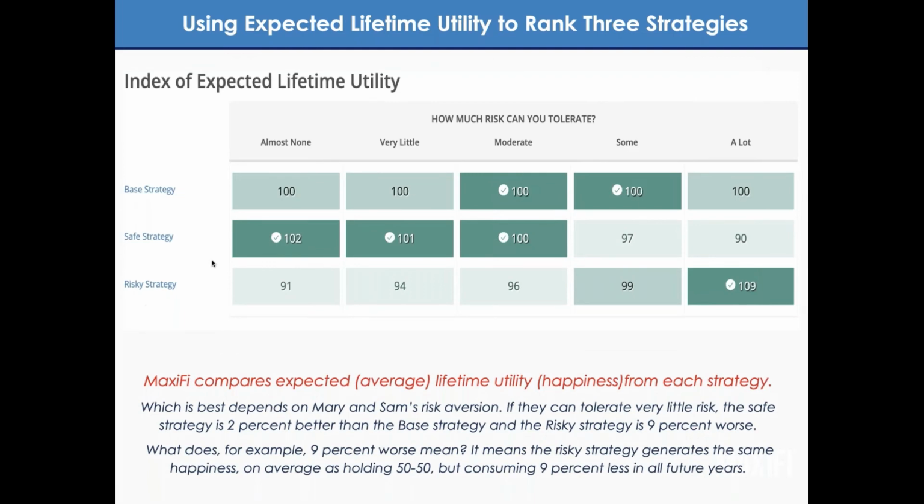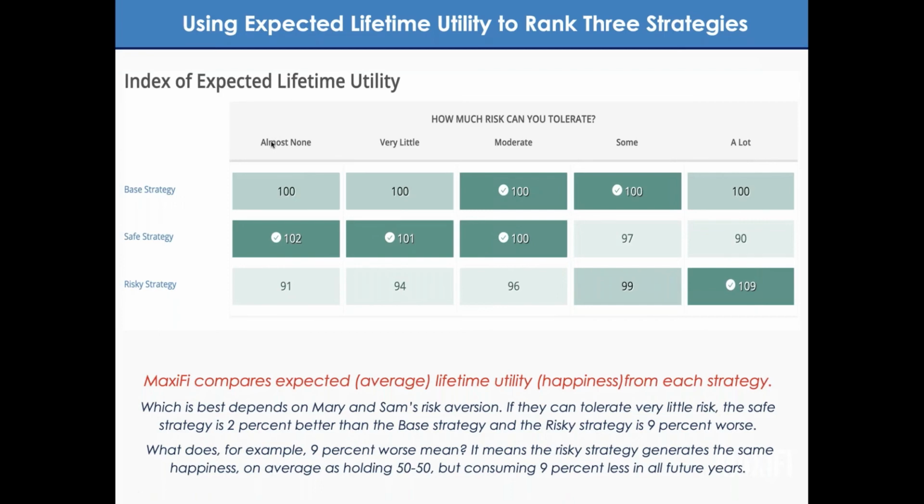And right here you see that we do this for different values of gamma. This is a very small value of gamma, and this is a very big value of gamma. And so we ask, how much risk can you tolerate? If you say you can tolerate a lot, well, we use a small value of gamma, around 1. And if you say you can tolerate very little, then we use a value of gamma around 9. And let's think about Martha and Sam, who say that they can't tolerate much risk, almost none.